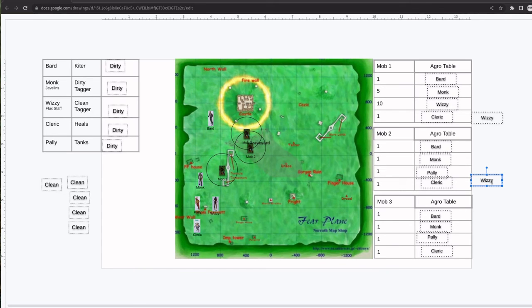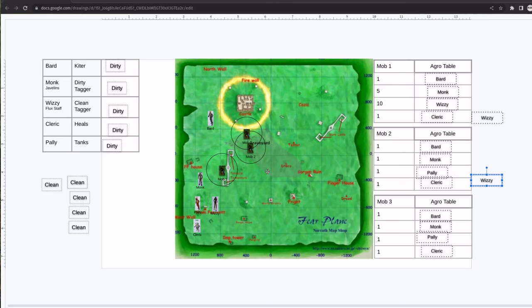They buffed a dirty tagger, then the pally got dirty, then the cleric who buffed the pally got dirty, and then the wizard, who buffed the cleric, got dirty, all because the one person didn't understand the mechanics. Now what happens? The bard gets rooted again, dies, all of the mobs run into the group because everyone's dirty, and everyone dies.